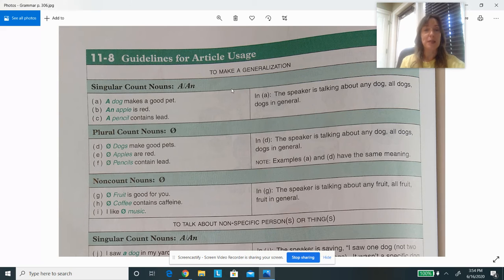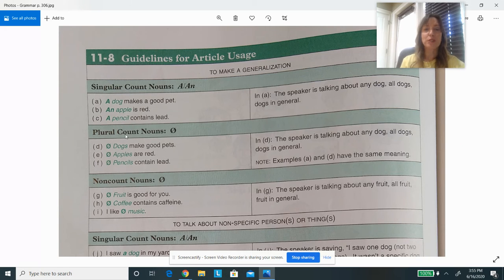Here are some examples, and we're going to begin by talking about singular count nouns. Again, making a generalization. A dog makes a good pet. An apple is red. A pencil contains lead. Each of these nouns is singular, and you must use a or an because you are making a generalization.